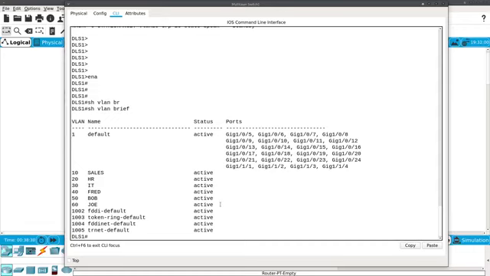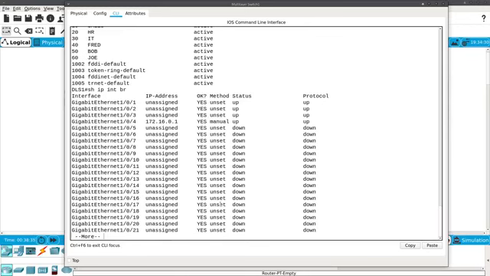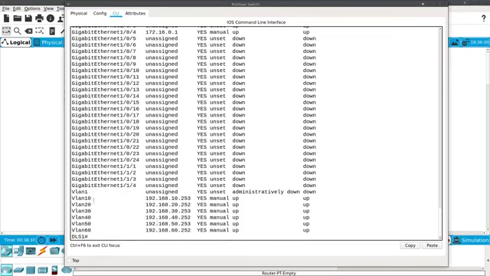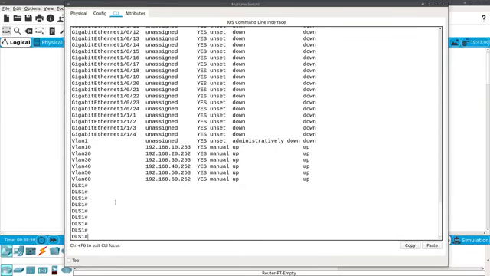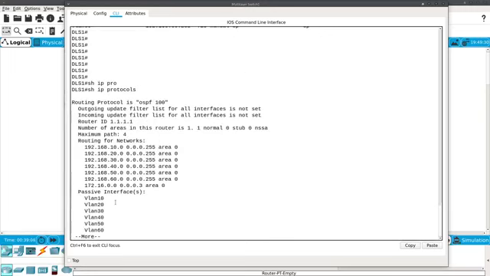And if we do a show IP interface brief, you will see that we actually have switched virtual interfaces for those VLANs. These are logical interfaces. They only exist in software. However, we're able to put IP addresses on them, and they can be used to route traffic at layer 3. This is a multi-layer switch. This is doing the job of a router. In fact, this even has a routing protocol running on it, I believe.